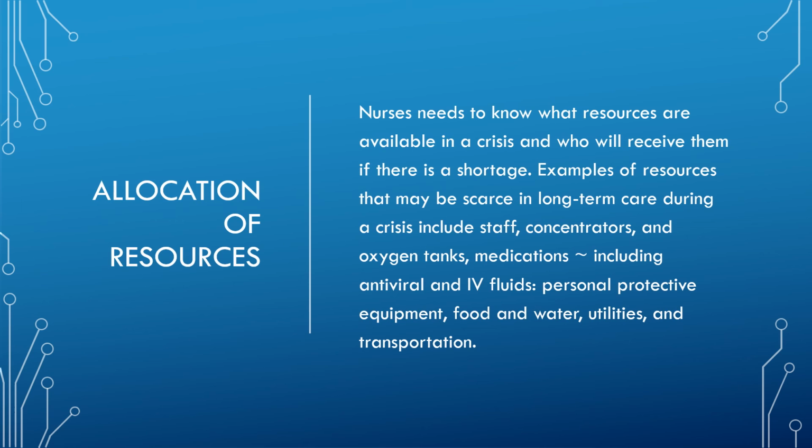Allocation of resources. Nurses need to know what resources are available in a crisis and who will receive them if there is a shortage. Examples of resources that may be scarce in long-term care during a crisis include staff, concentrators, oxygen tanks, medications, antivirals, and IV fluids, personal protective equipment, food, water, utilities, and transportation.